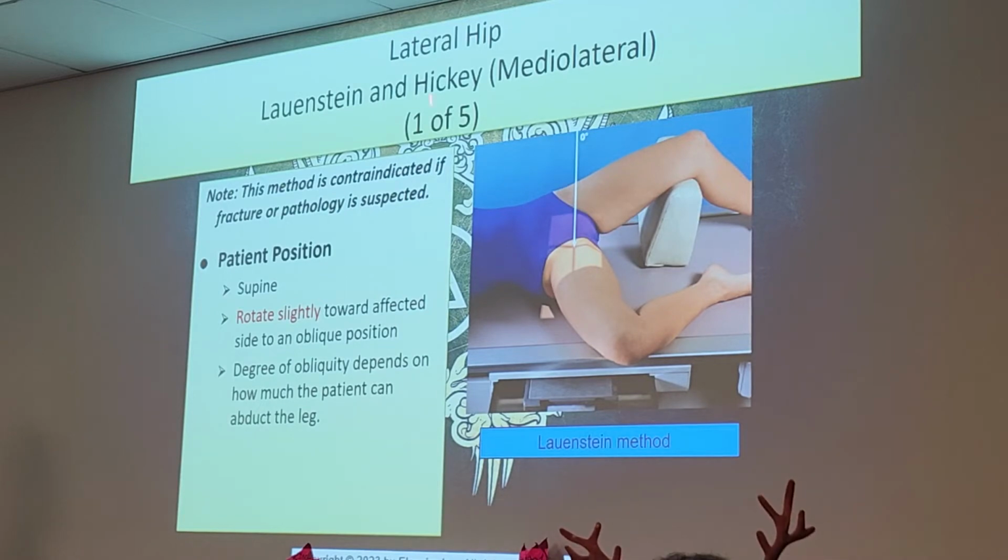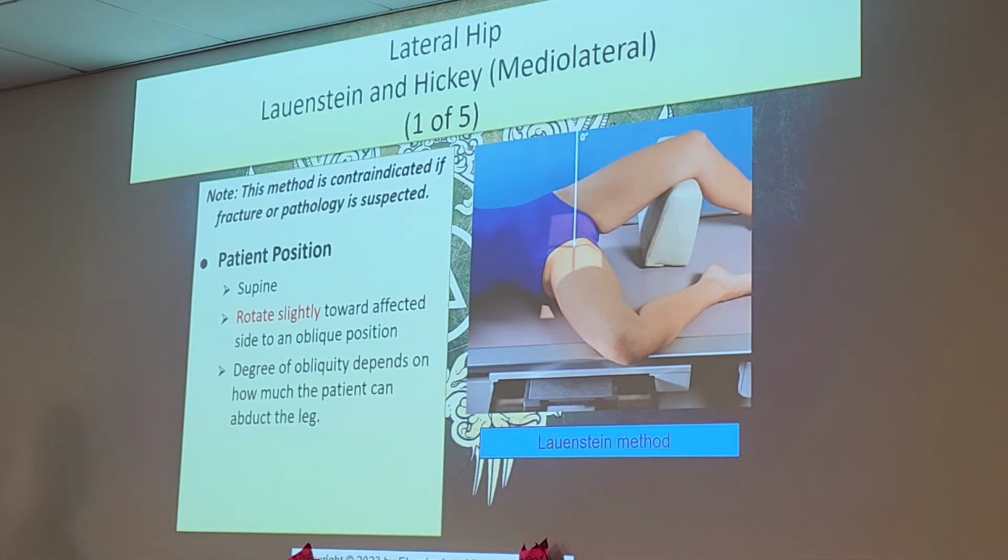Now, if there is a fracture, which is why we always do the AP first, by the way, you're going to omit this x-ray. Why? Well, you're going to make that fracture worse, and if there's a dislocation, you're going to make the dislocation worse. They're probably going to be screaming at you anyway, freaking out, so don't force that leg.